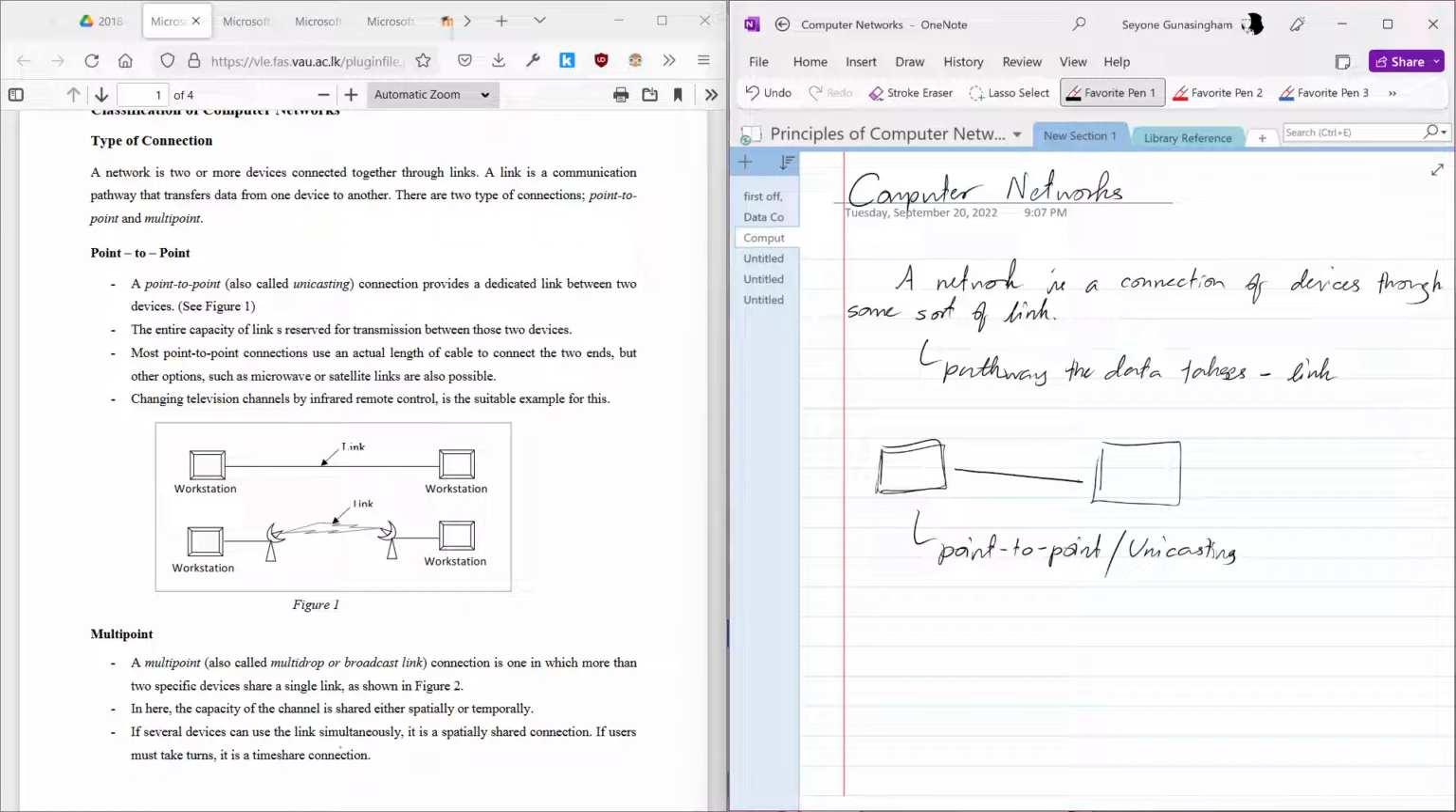A unicasting network provides a dedicated link, that means a separate, that means a unique link that only those two devices can use. It provides such a link between two devices. Only these two devices can use it. Only the connected devices can use the link, right?